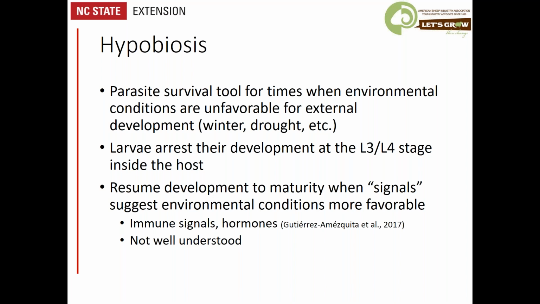is able to enter this stage of hypobiosis, this arrested development, where they hang out at this L3, L4 stage inside the host. They pretty much set up camp and hang out until the environment becomes more favorable for their continued development. They resume that development when some signals suggest that the environmental conditions are more favorable. Now, this process is not well understood. There's a lot of work still to be done in this area.